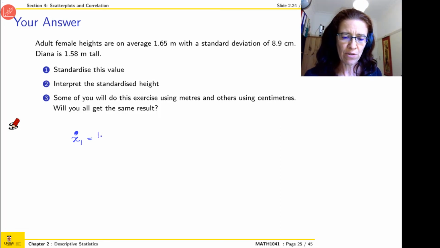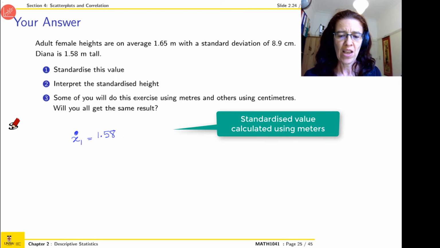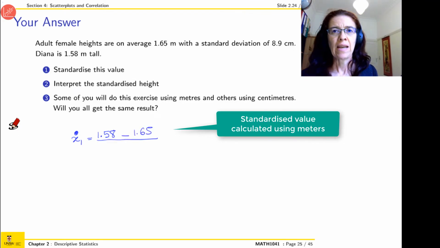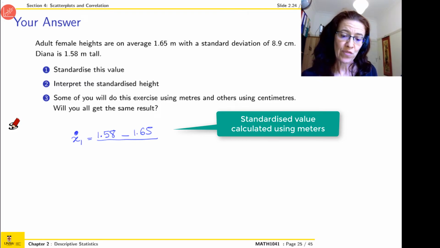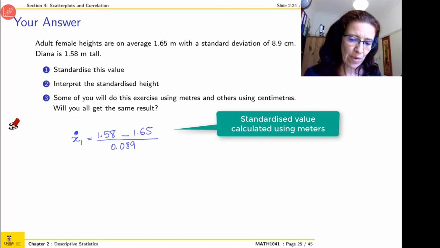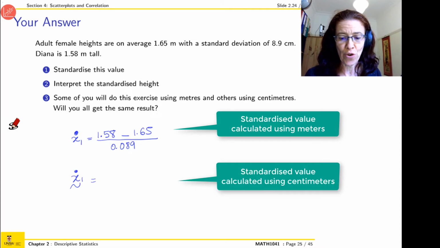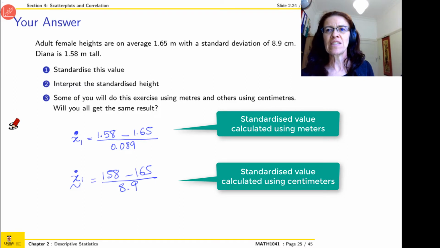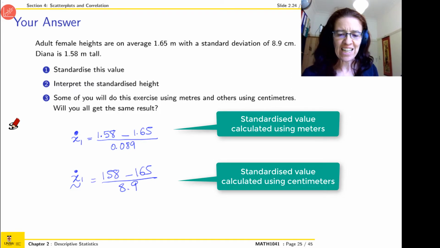If I'm working in meters, 1.58. Subtract the mean, 1.65 meters. And now I need to divide by the standard deviation in meters. So that's going to be 0.089. And remember what we did earlier, and maybe I put a tilde because we don't know yet it's the same thing. And we have to think whether these two things will be the same. I don't need a calculator.